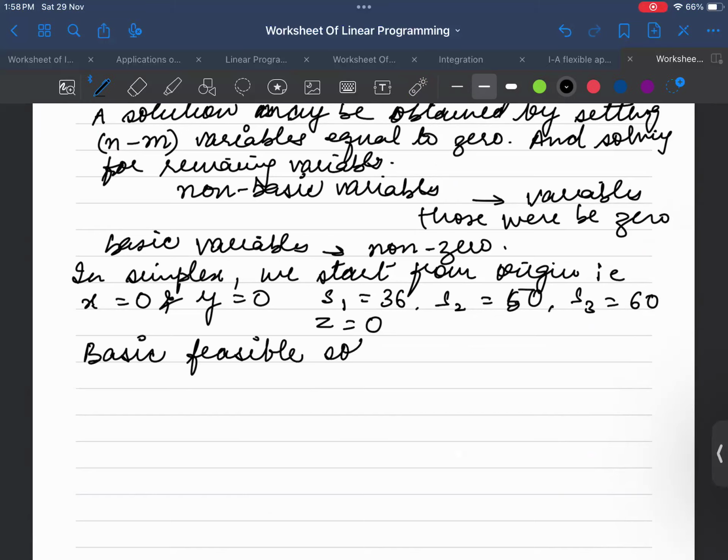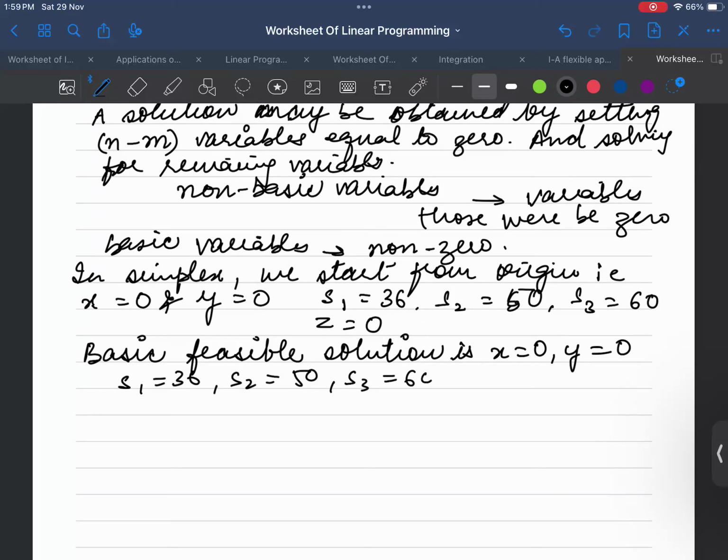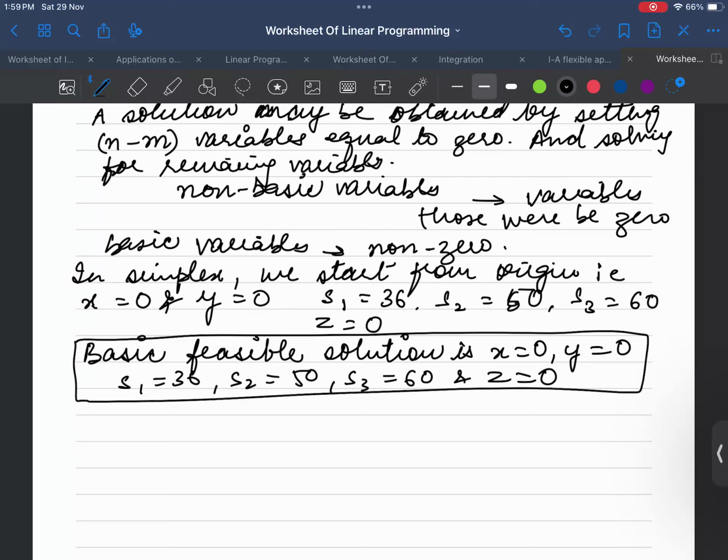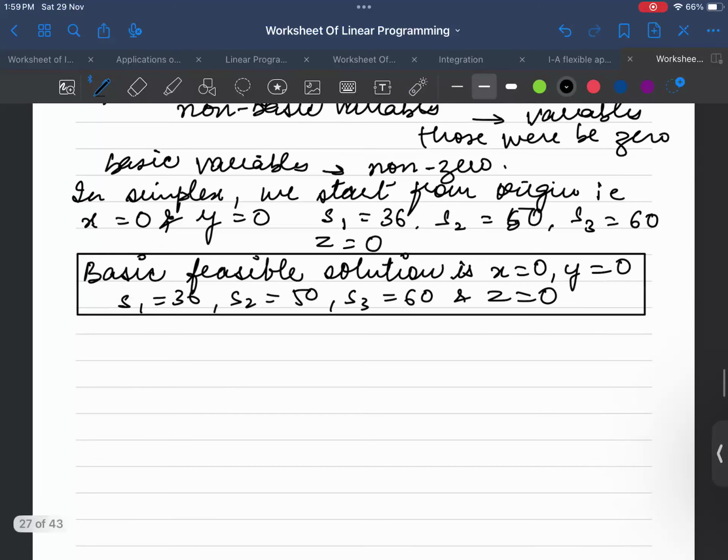I'm teaching you in a simple way. Then we will come to the simplex table. Our basic feasible solution is x equals 0, y equals 0, s1 equals 36, s2 equals 50, and s3 equals 60, and z equals 0. This is my basic feasible solution. Now, I need to calculate the optimal solution.